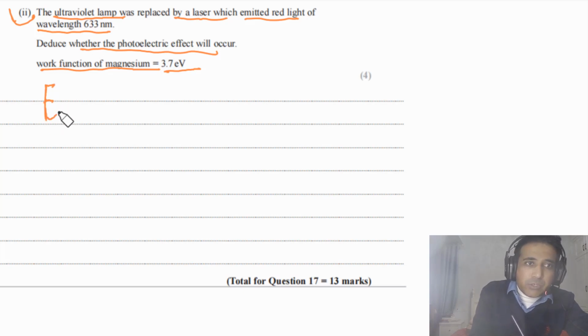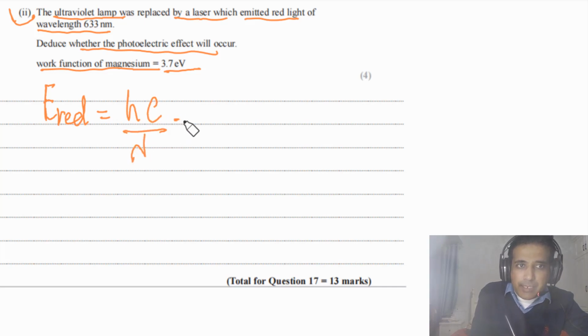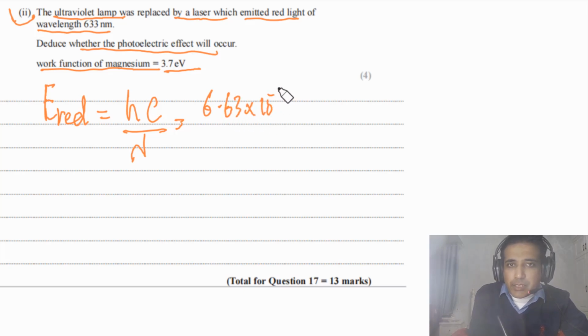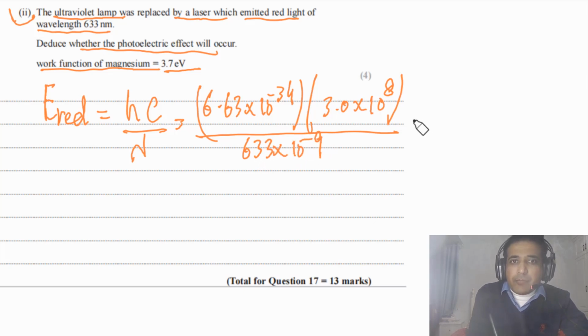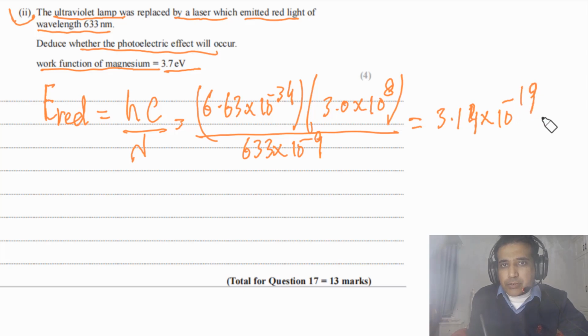So we can say energy of red photon will be equal to hc over lambda. h is Planck's constant and its value is 6.63 times 10 to minus 34 joule seconds, and c is 3.0 times 10 to 8, and the value of lambda is given to us. This is 633 nanometers. Now if we simplify this one, we will get 3.14 times 10 to minus 19 joules. So this is energy of red photon.